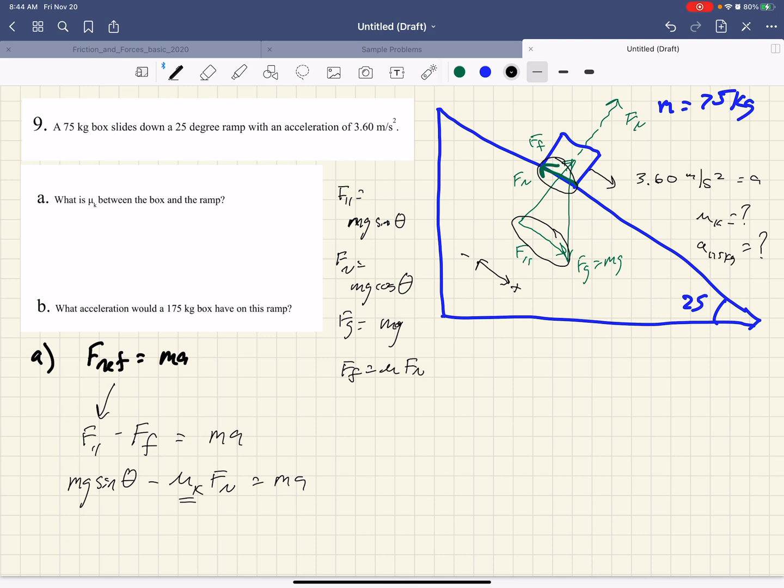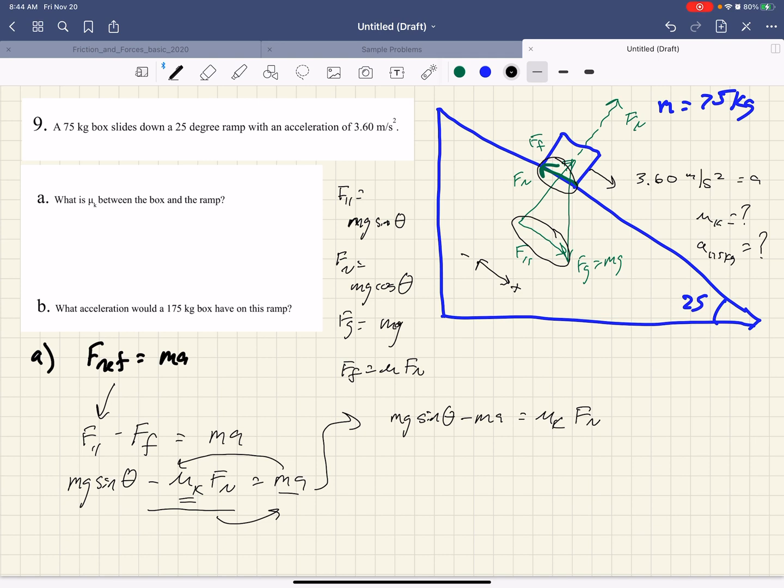So we can just solve algebraically for mu sub k, and we can do that right now. I'm going to bring this whole term over to this side, and this whole term over to the other side. And what it's going to look like when I'm all said and done is mg sine theta minus ma equals mu sub k times the normal force.